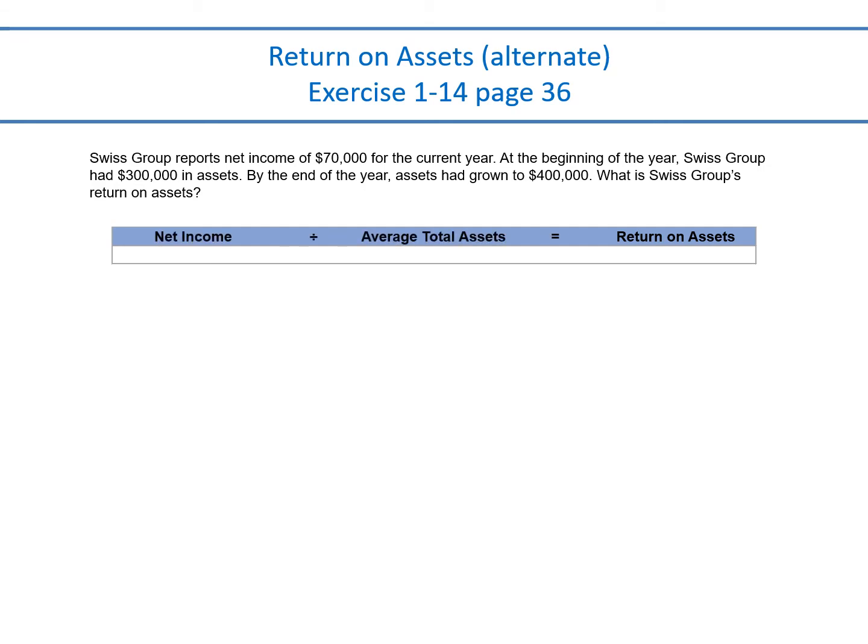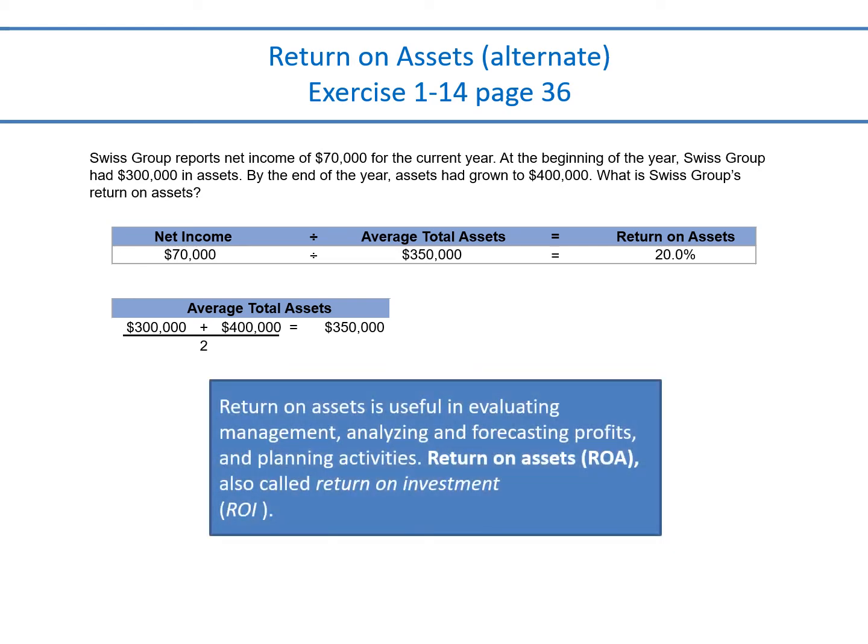So net income divided by average total assets equals return on assets. Net income is $70,000, which they tell you. Your average total assets: $300,000 at the beginning of the year plus $400,000 at the end of the year, divided by 2, for an average total assets of $350,000. 70,000 divided by 350,000 is 20% return on assets. Okay, so hopefully that was another easy one for you.